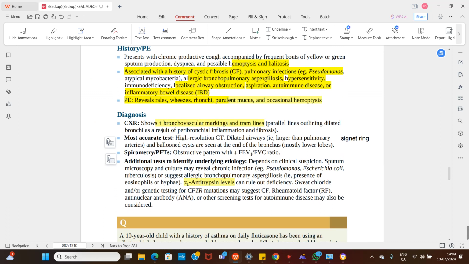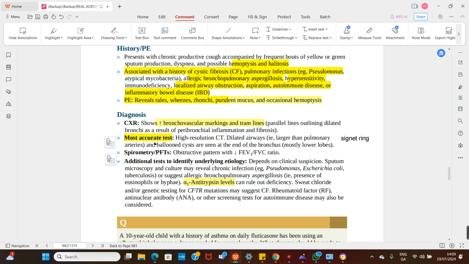Most of the time, they are not going to give us an X-ray of bronchiectasis. Most of the time, if they want to give us any imaging, I can assure you, it's going to be on CT, because CT will show you better than X-ray. But in X-ray you just see increased bronchovascular marking with your tram lines. But CT is the gold standard.